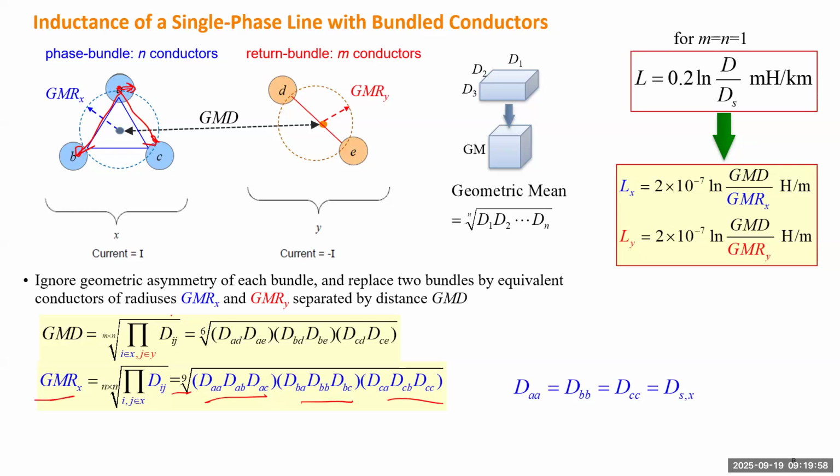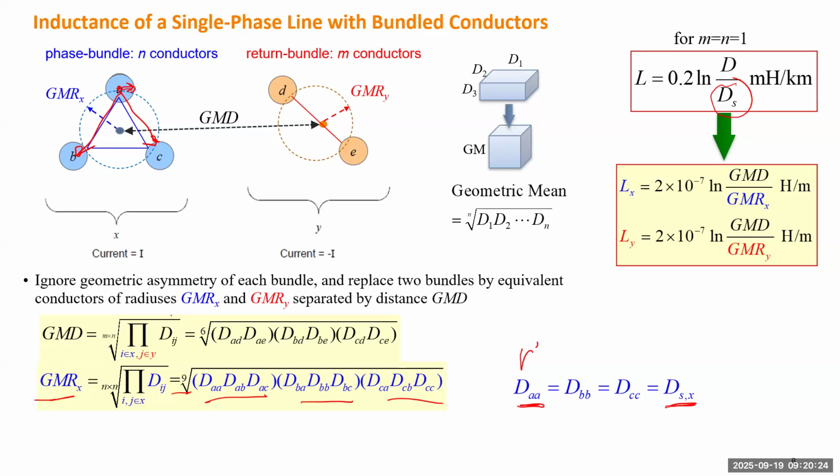Here, for the radius of each component, we just call it D_AA, which just means the radius of the first conductor. So here we just take the Ds. Ds is actually not the actual physical radius. It's called the GMR for a single conductor. So there are 9 elements.